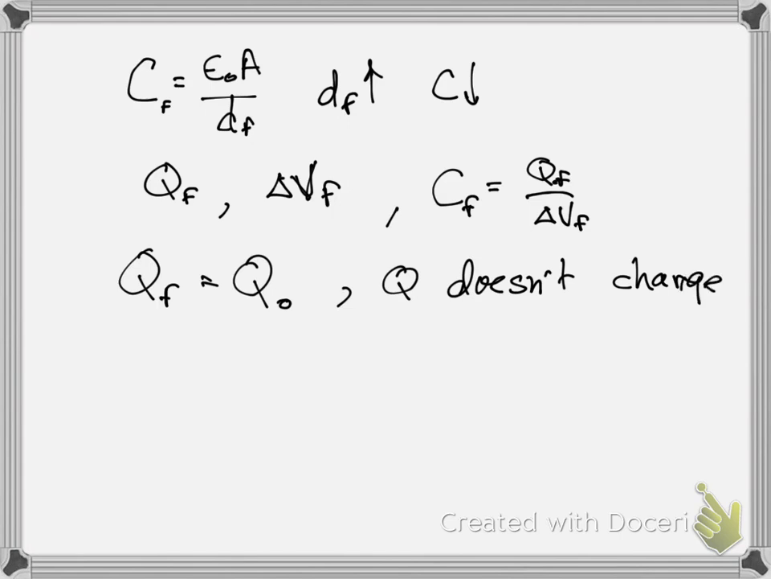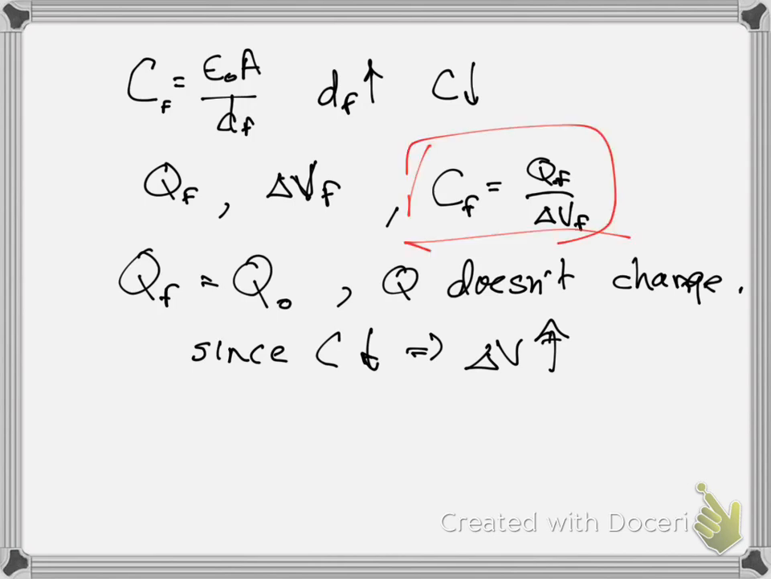So what can we conclude about how Q and delta V change? Well, Q we just said doesn't change, so therefore delta V must change, because since C goes down to CF, therefore delta V must go up. In order to make this equation work, if C goes down and QF is the same, then delta V must go up.